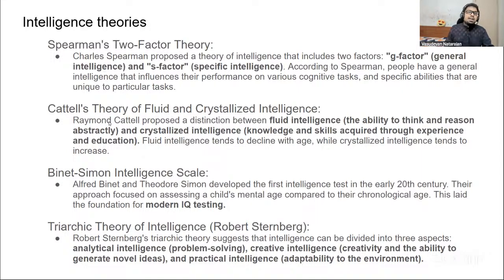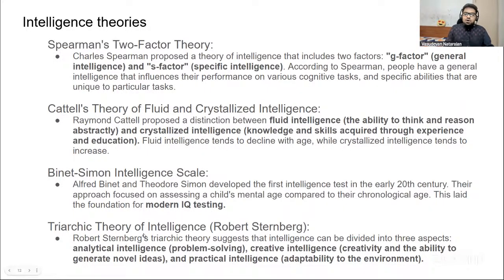This is by Cattell. Then this Binet-Simon intelligence, a very important intelligence theory, which marked the beginning of the IQ test. So basically, Alfred Binet and Theodore Simon developed the first intelligence test in the early 20th century. Their approach focused on assessing a child's mental age compared to their chronological age. This laid the foundation of modern IQ testing.